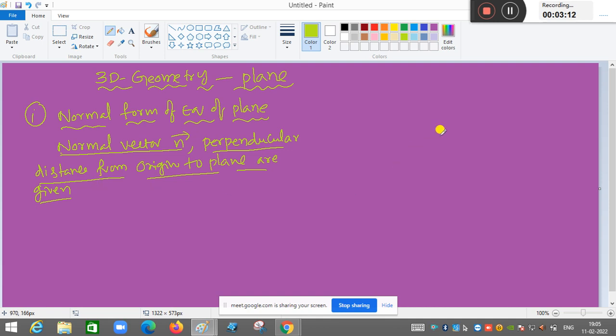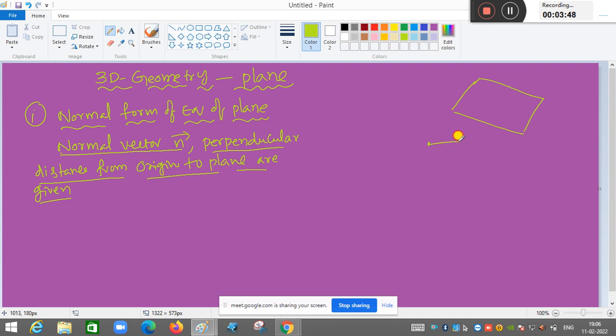Okay, right. See, this is the plane. We can see the example of this board is also a plane. This screen is also a plane. This one wall is also a plane. So smooth surface. A plane surface is called a plane, right? So see, this is a plane.